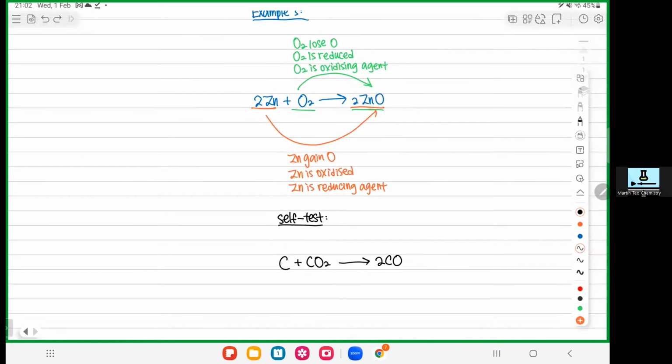Once you are done, type done for me. If you finish already, type done. I want you to do exactly what I do. Choose the right apple, do the right arrow, tell me what process happens, tell me what agent it is. Take your time. Some might do it very quickly, some might take a longer time. It's okay. Don't compare with others. Follow your own pace.